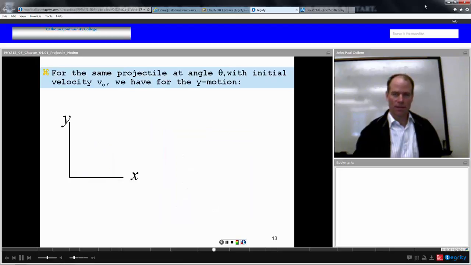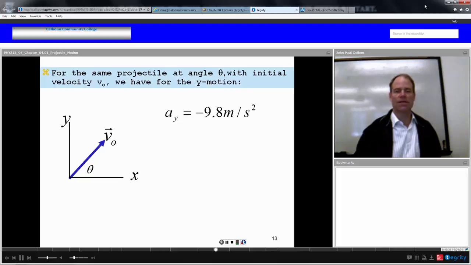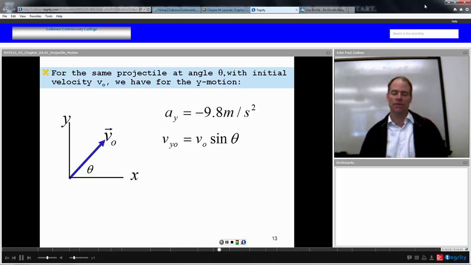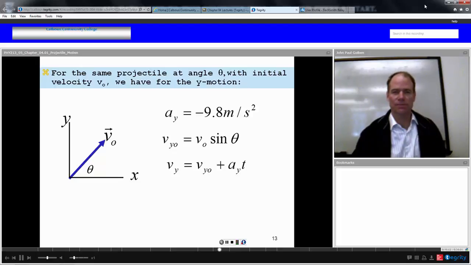What about the y motion? Looking at the same projectile shot with the same v naught at the same angle, we have acceleration of negative 9.8 meters per second squared, because we're defining our positive y, initial y velocity up, as being our positive direction. So acceleration is going to be negative 9.8. Our initial velocity will be v naught sine theta. Our final velocity will be v naught plus acceleration times time.